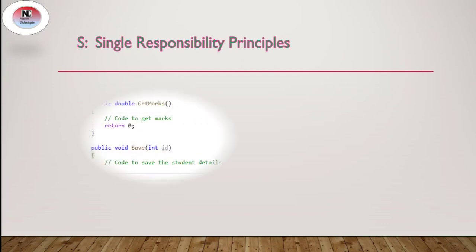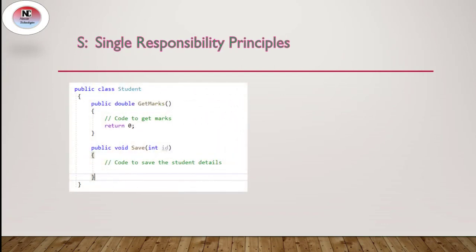In the example, we can see a Student class is created. The Student class has two methods, GetMarks and Save. GetMarks gets the marks from the user and calculates the percentage. Some logic related to marks is done here. And the Save method saves the student details in the database. So two different methods related to the student are performing two different responsibilities. They don't belong to the same responsibility.